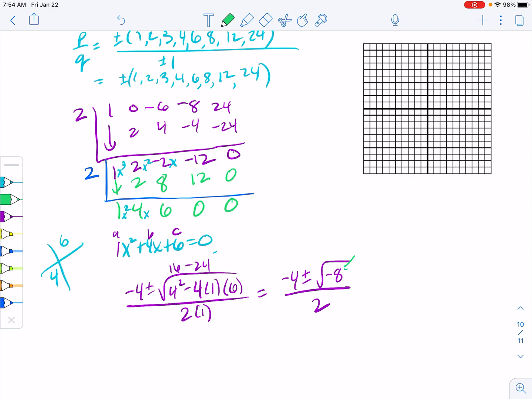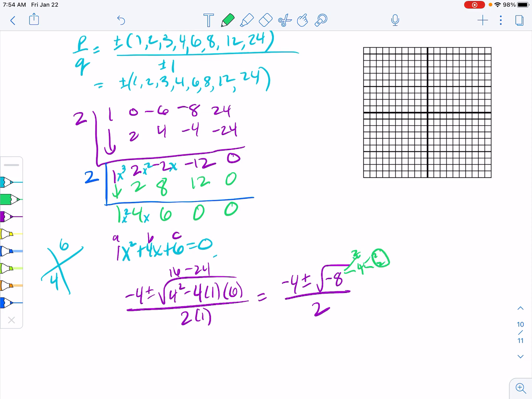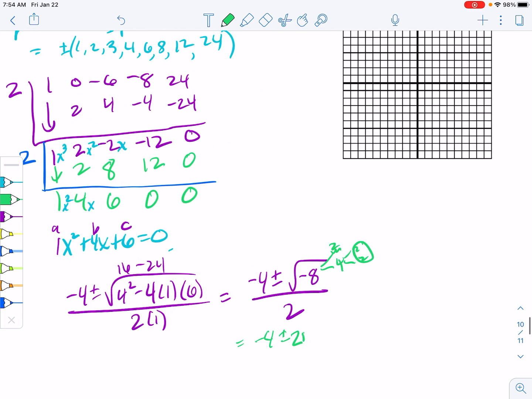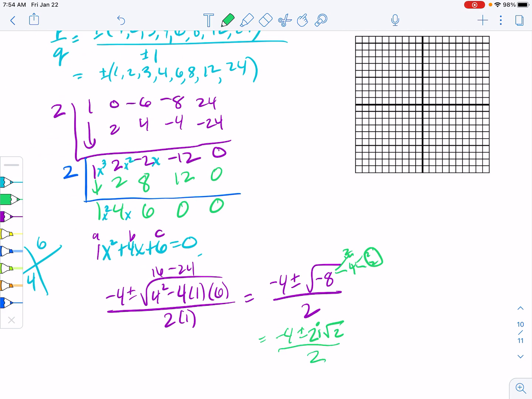So 8 we can break down to 2 and 4, and then this is 2 and 2. So we have a pair of 2's and then a loner 2. So we get negative 4 plus or minus, the pair of 2's comes out. Because it's a negative underneath, I have an i. We have a 2 that's left over, and then divided by 2. These have a common factor of 2, so I can divide by 2 on each one of these. So then we get negative 2 plus or minus i root 2, and then everything is over 1, which just keeps us at the negative 2 plus or minus i root 2.